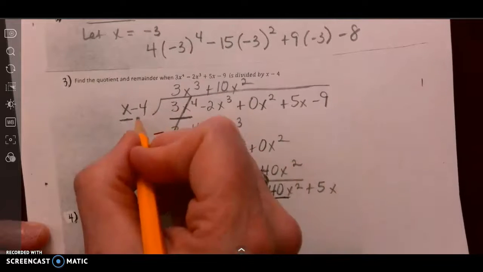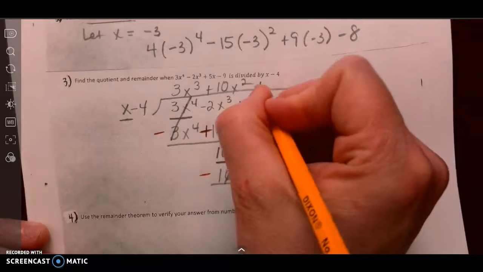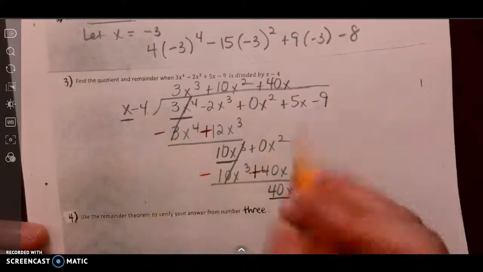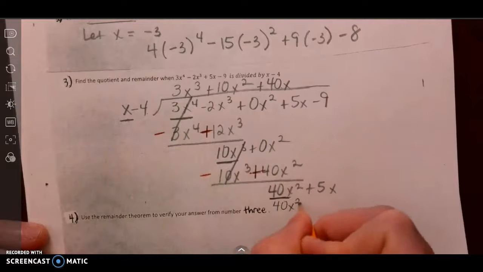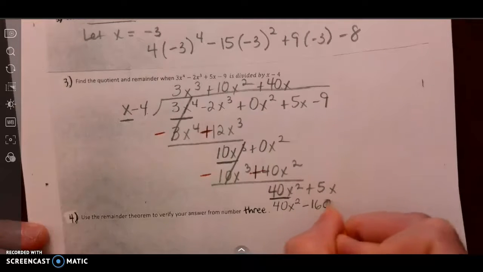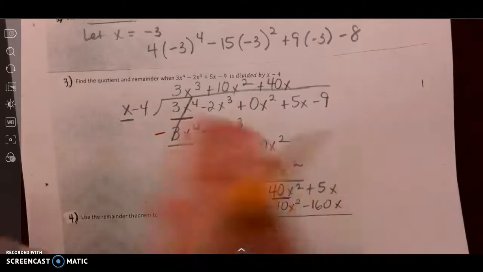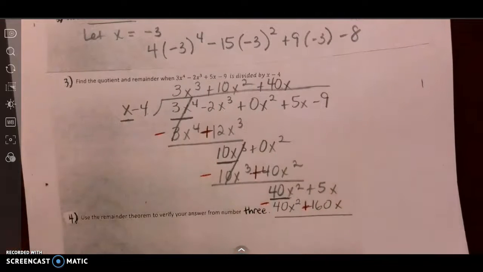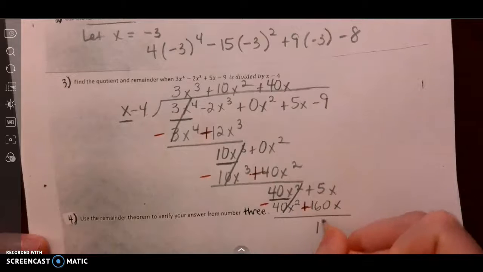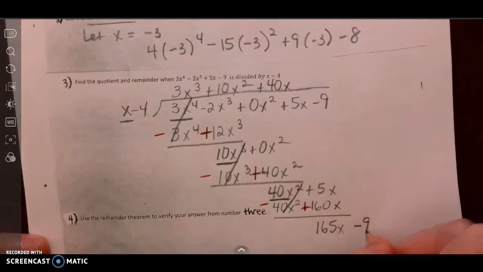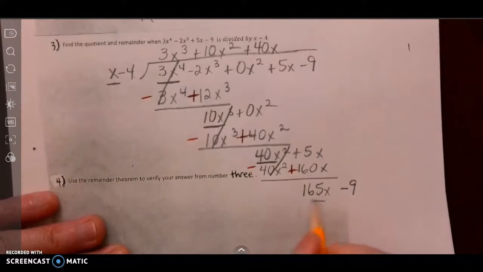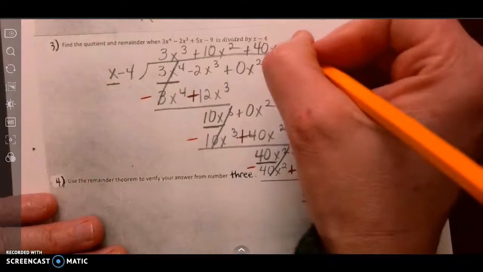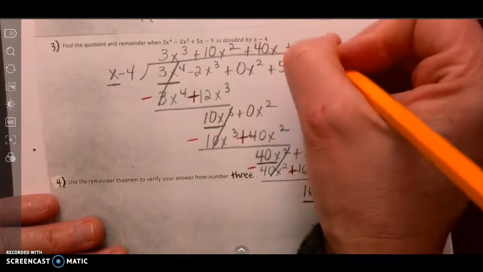Focus on the first. 40x squared divided by x is 40x. Multiply this 40x by both of these. Get 40x squared minus 160x. Change my signs. Get 165x minus 9. Focus on the first. 165x divided by x is 165.